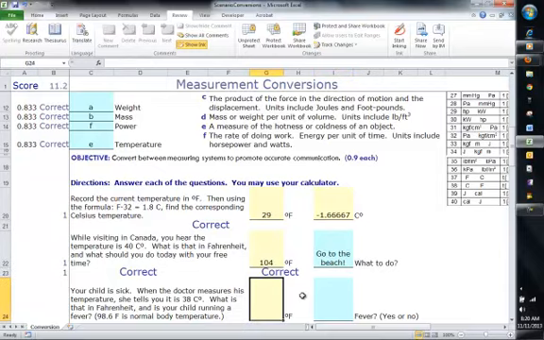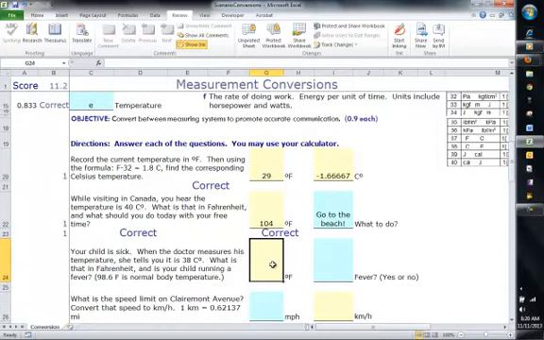Your child is sick. When the doctor measures his temperature, she tells you it's 38 Celsius. What is that in Fahrenheit? So we're going to take that 38 Celsius times 1.8 and add 32, and we get 100.4. So is your child running a fever? Yes.